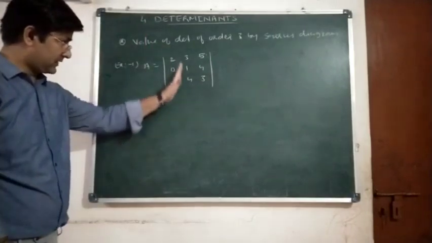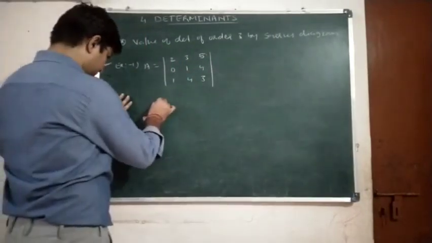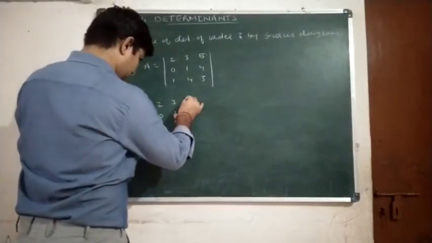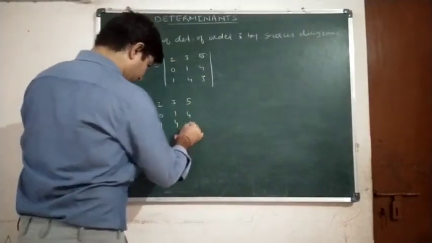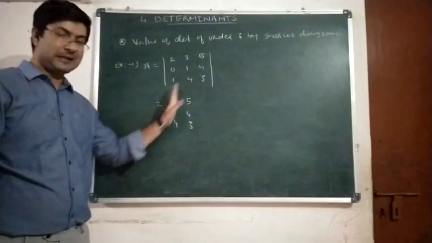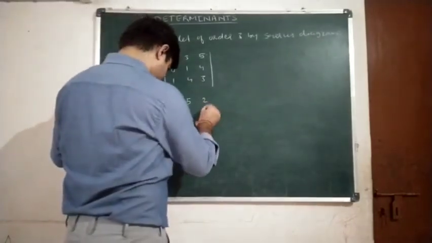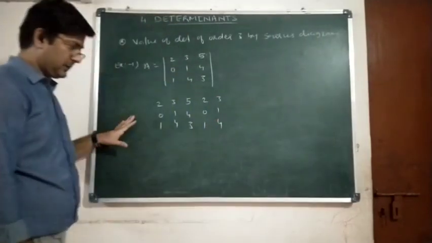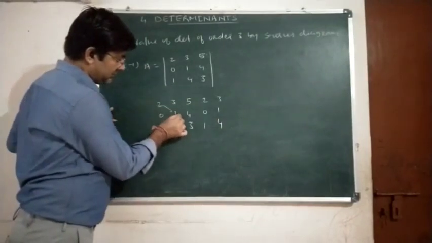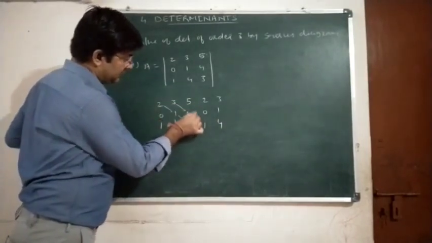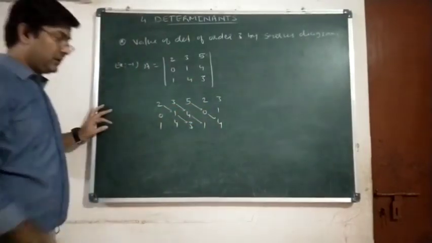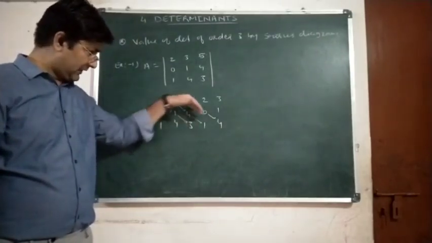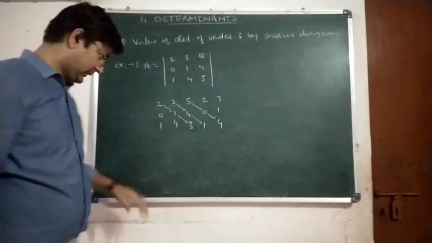Now how to draw Sarrus diagram? For that we will first write the 3 columns as it is. So 2, 0, 1, 3, 1, 4 and 5, 4, 3, and then we will repeat the first and the second column. So 2, 0, 1 and 3, 1, 4. Clear? Now we are multiplying in this order. First we will multiply the numbers connected by the arrows, and we will add these 3 products. Clear?